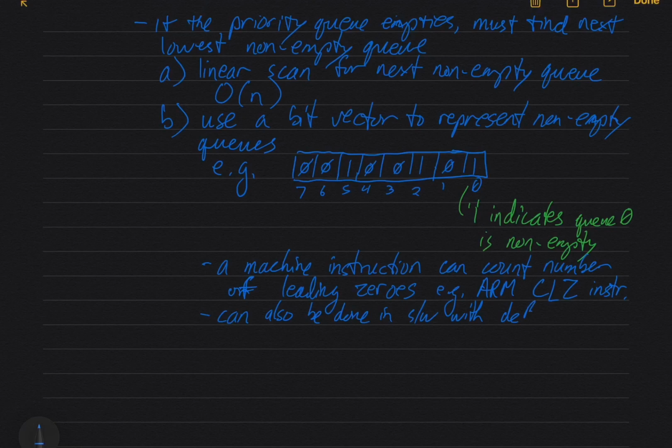So it can also be done in software with the De Bruijn numbers algorithm. I'm not sure how you say that. It kind of sounds Dutch maybe, I'm not sure. And there's this really elegant paper from MIT in the 70s describing this algorithm, but now most machines have such an instruction. So in both cases, we can find the next non-empty queue in order 1 time.